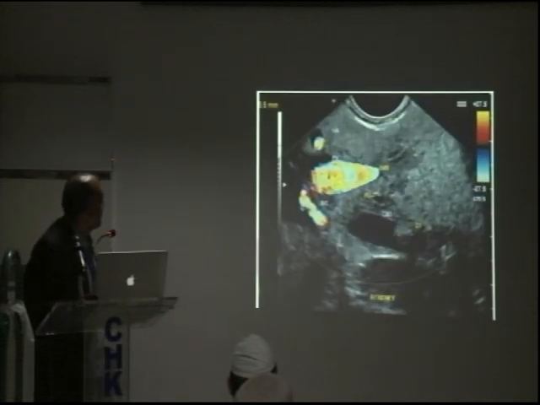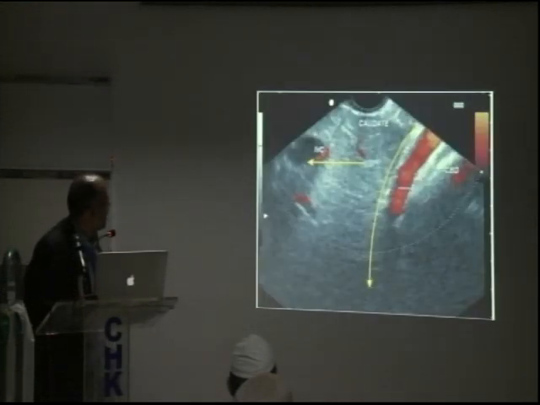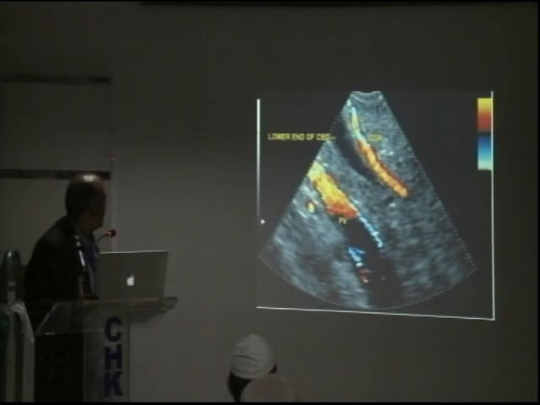Again, look at the head side here. So again you have the common bile duct. Just to give you an idea basically. I will just flip that. Okay. Again.